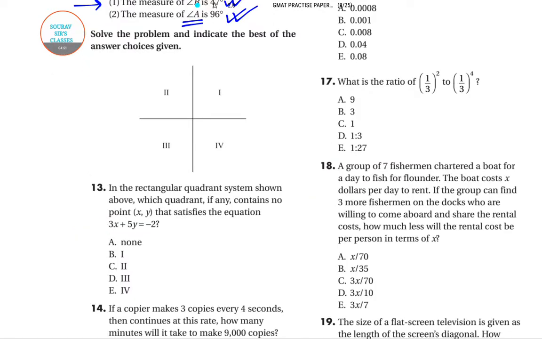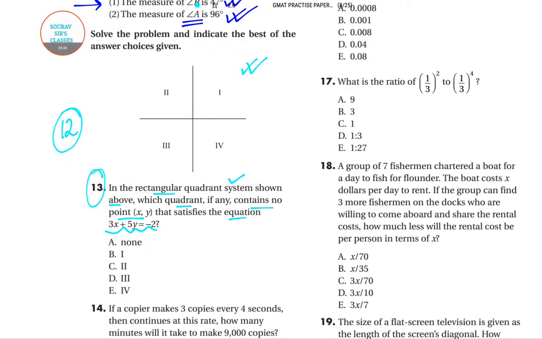The next question which we are going to answer is question number 13. The question reads: in the rectangular coordinate system shown above, which quadrant, if any, contains no points (x, y) that satisfy the equation given here? It is different from the approach we undertook in question number 12, but here also we need to analyze it. So let us do it.